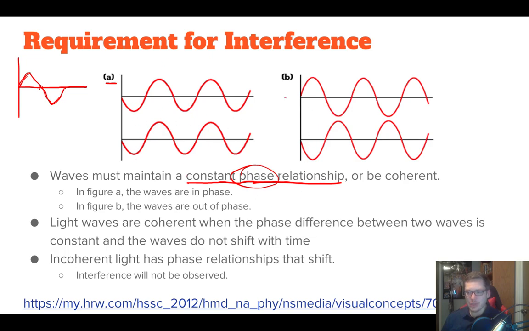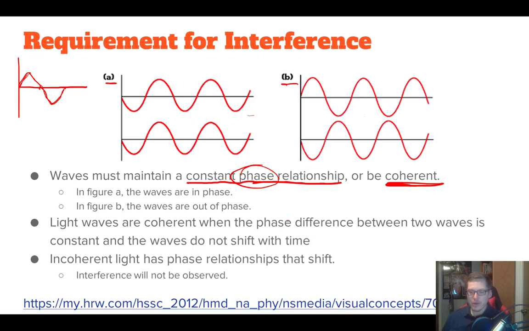And then B here is completely out of phase. The crests are lined up with the troughs and the troughs with the crests. If we were going to draw the result, this one would get really, really big, and this one would be completely flat. If the waves are in a constant phase relationship, we call these coherent waves.